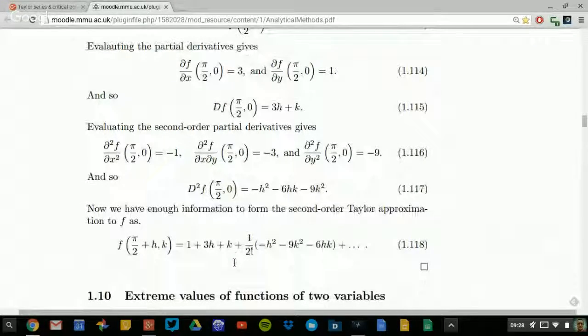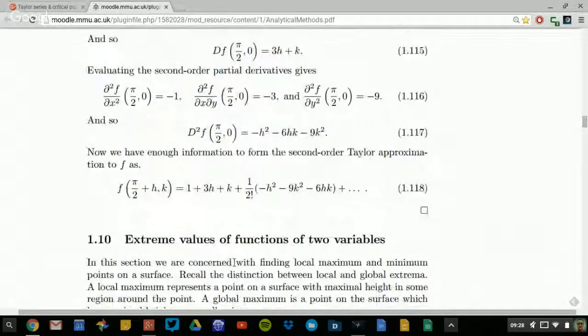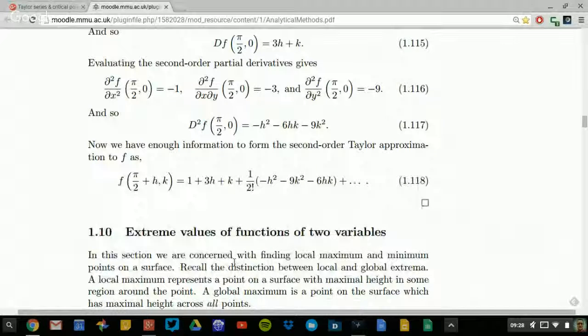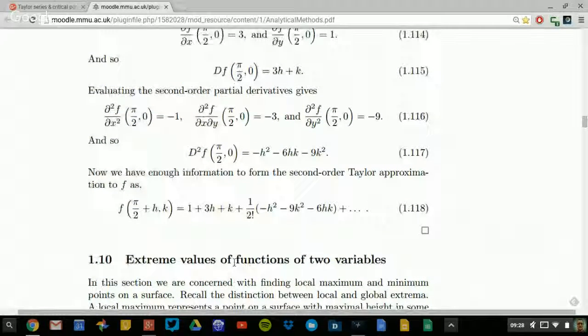Okay, so that's the first application we're looking at today: Taylor series of functions of more than one variable. There are tutorial questions based on those, which you'll find at the end of the chapter. It's going to bring us to the end of the section.